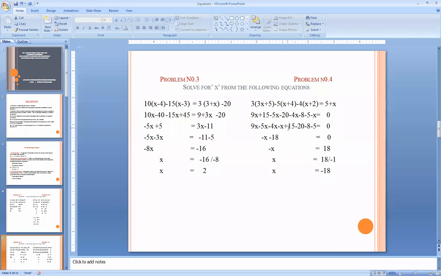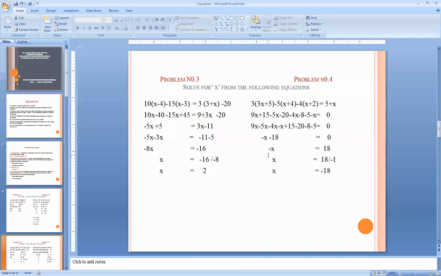And then let us go for the numbers, plus 15, minus 20. Add all minus values together, then find the difference with 15. Minus 20, minus 8, and minus 5, when we add together, it will become minus 33. Minus 33 and plus 15, the value is minus 18 equals 0.